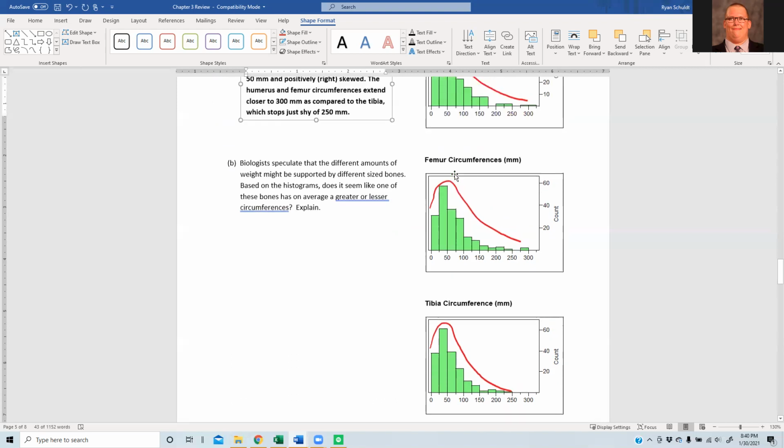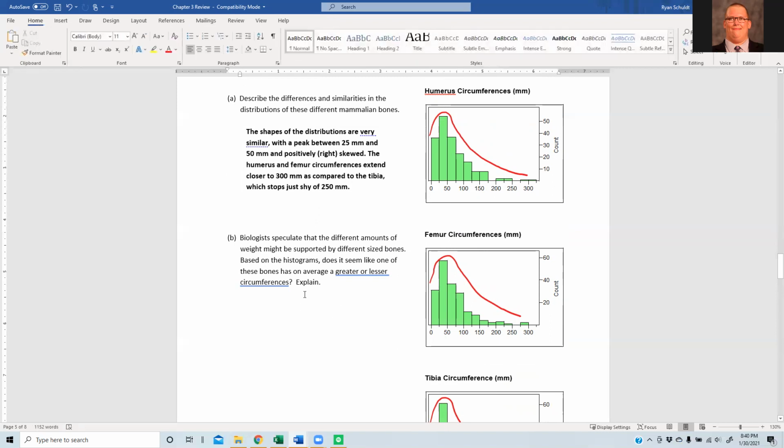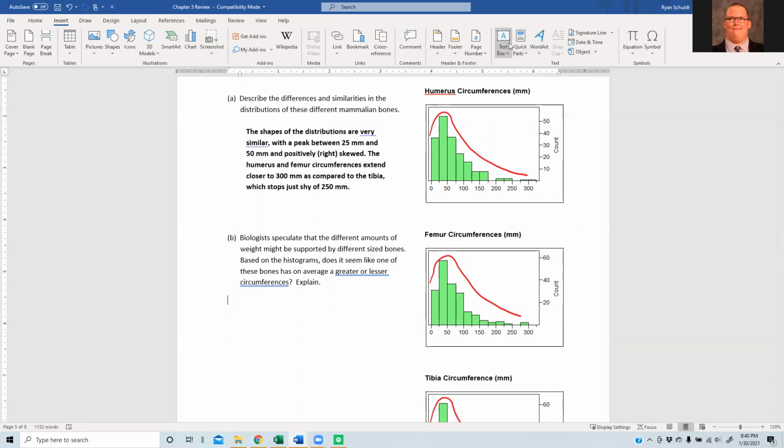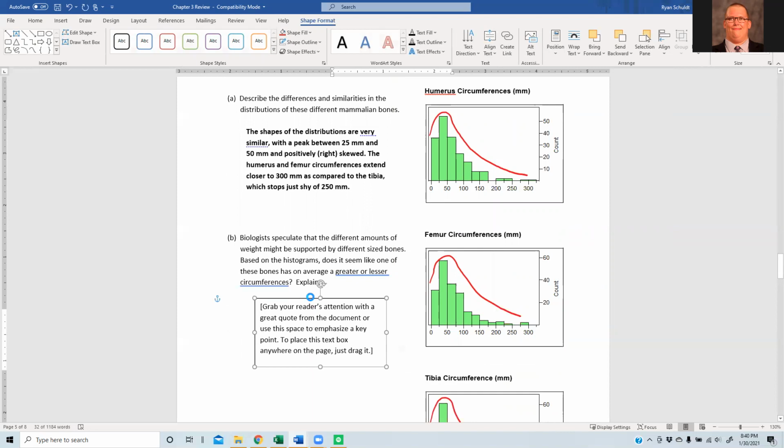I mean, that's maybe the larger animals have a larger humerus and femur because they support more of the weight. But I mean, yeah, there's not really much to say here. So let's just say what we can, and then go from there. So let's put a text box in here. Come on now, cooperate. There, thank you.